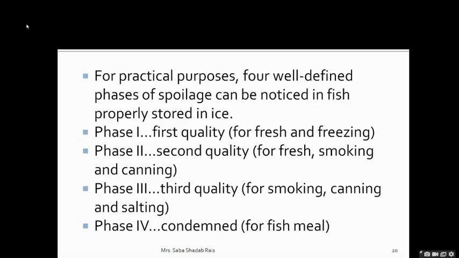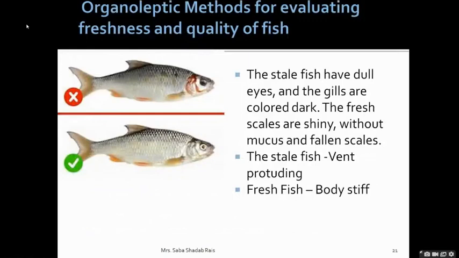Let us see how we can do the organoleptic test. We are going to talk about three types of tests: the organoleptic test, the microbial test, and the chemical test. All these tests will be discussed in this lecture. First we will talk about the organoleptic. Remember the term organoleptic. It means evaluation of the animal by its general observation.